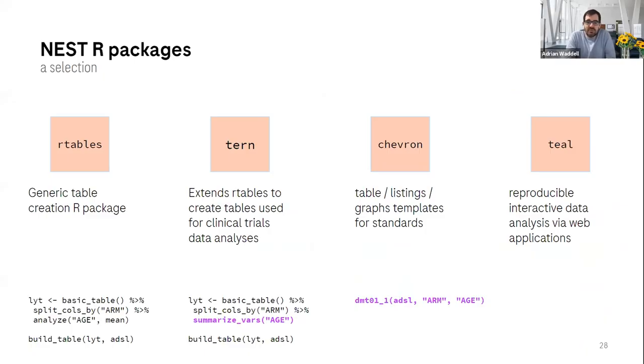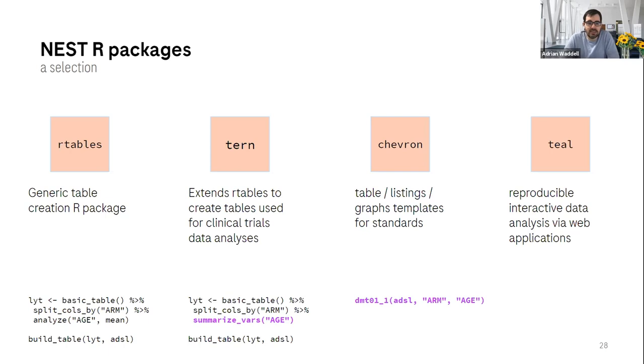So these are four of the main products, and as Todd mentioned, there are around 22 packages. Those are just some of the core packages for end users. rtables is a generic framework to create tables in R. And tern then extends rtables to create tables used for clinical trial analysis. It also does graphs and, in the future, listings. And Chevron is a templating package where you can very quickly create a table given data that follow a standard. And teal is what Todd mentioned, the Shiny-based interactive dashboard toolkit.